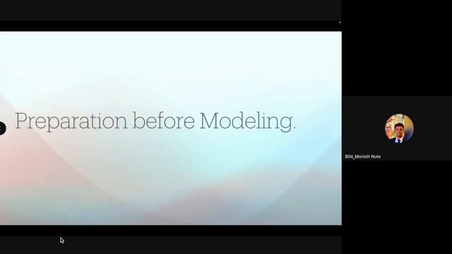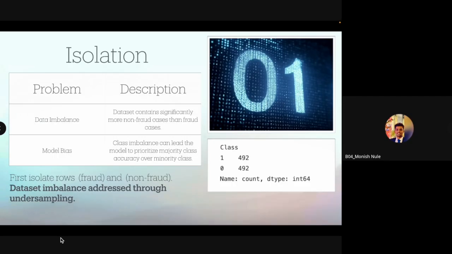So this is the preparation before modeling. We need to prepare the data for the model so that the model will not be biased and will give you more accuracy. The first step is isolation, the step before we give the data to the model. So we isolate.